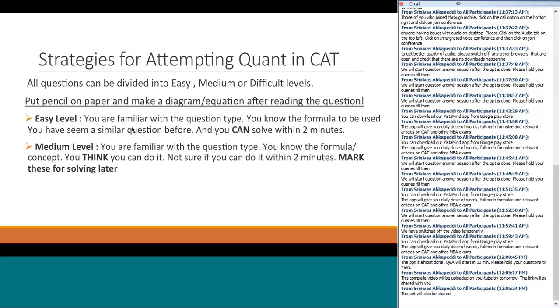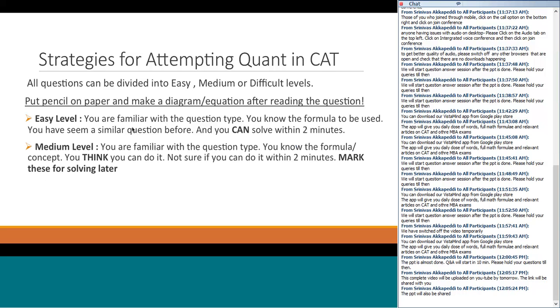What would be a medium level question? You are familiar with the question, of course. Otherwise, it will not be medium. You know the formula and the concept, but you think you can do it. In the easy level, you can solve it. You know, it's very familiar. You can't miss out. It's an obvious question. But in a medium level question, you think you can do it, but you're not very sure whether you can do it in 2 minutes or so, or whether you can actually solve it. These kinds of questions in the CAT, you should mark them for solving later, ideally. Of course, that depends on which strategy we are taking up.